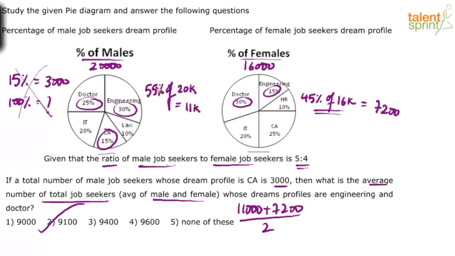So this is the reason I say calculation is very, very important when it comes to data interpretation. And not only data interpretation, any question that you solve from quantitative aptitude, calculation plays a key role, right?